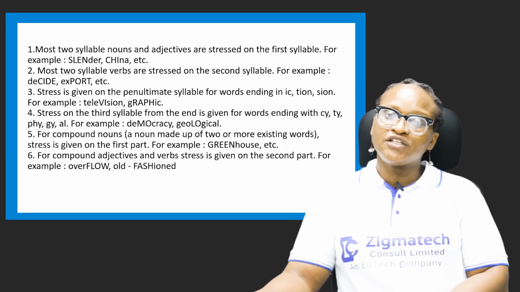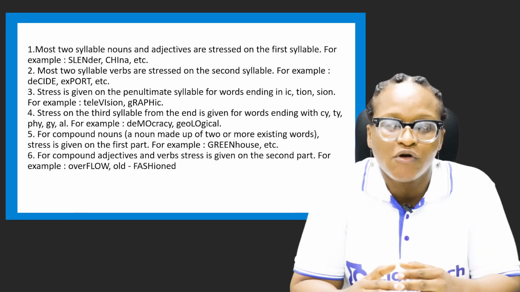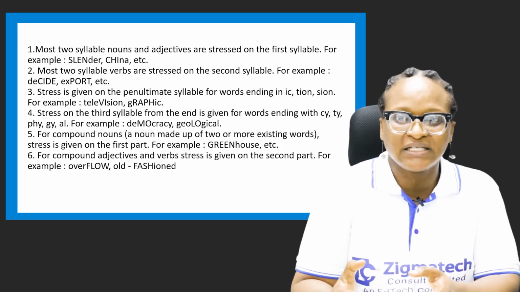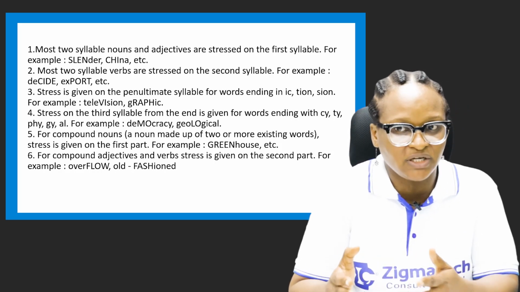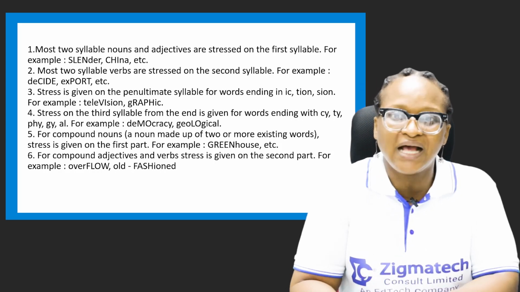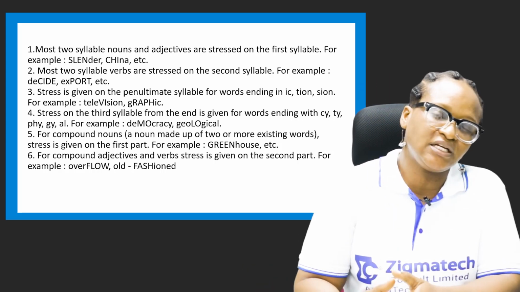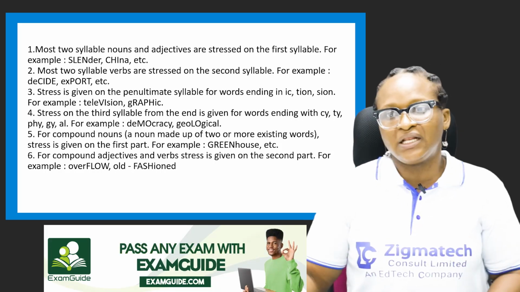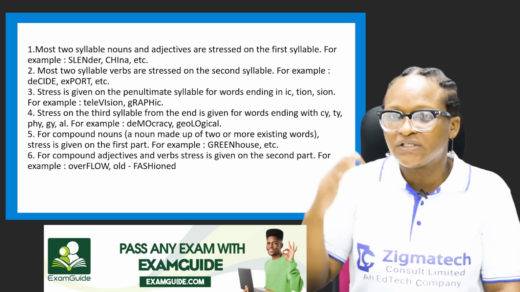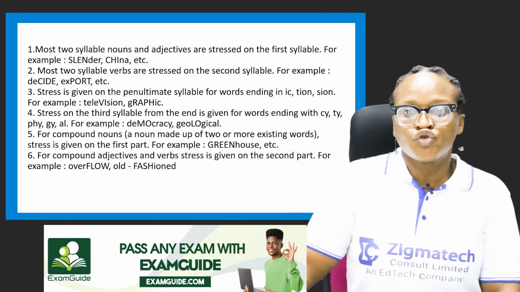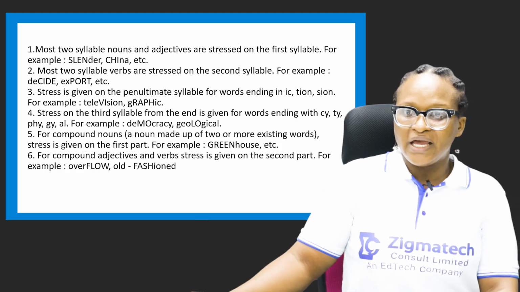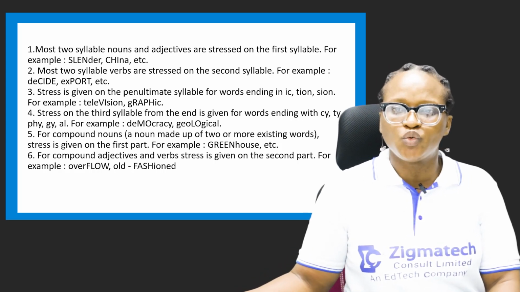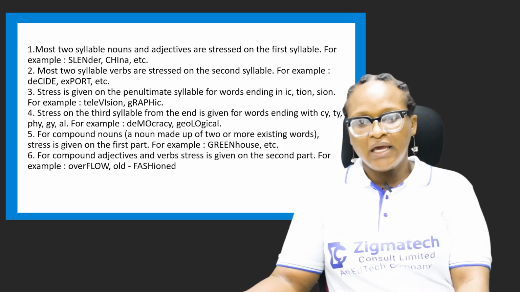All right, point number 3 says stress is given on the penultimate syllable for words. I already said that. Words ending with IC, TION, SION, examples are there. The penultimate, I told us, is the second to the last syllable. That way we can say the syllable, the second syllable from behind. That's the penultimate, second to the last. Ultimate is the last. Penultimate, second to the last. So stress on the third syllable from the end is given for words ending with CY, TY, PHY, GY, AL.